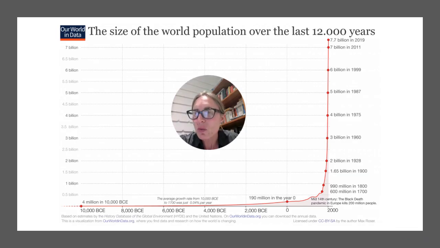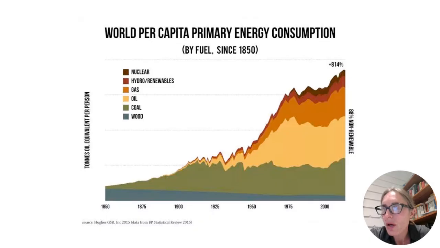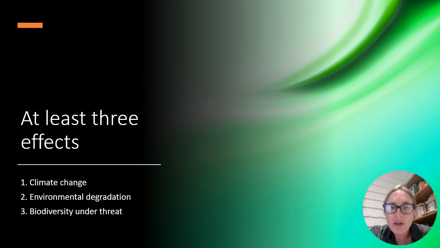We can also see how the size of the world's population has increased massively in only a short time. We can see too an increase in energy consumption across the world as well since the 1850s. We can see the breakdown of the type of energy being used as well. So with this massive increase in GDP accompanied by massive increases in population supported by increases in energy consumption, we note three effects at least. The three effects we will consider briefly here are climate change, environmental degradation, and biodiversity under threat.